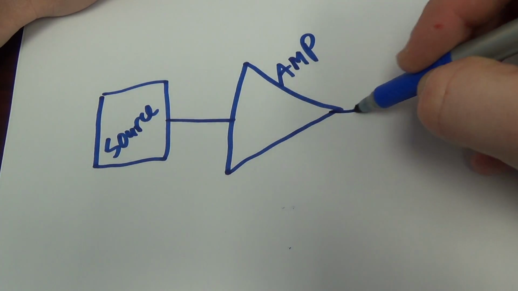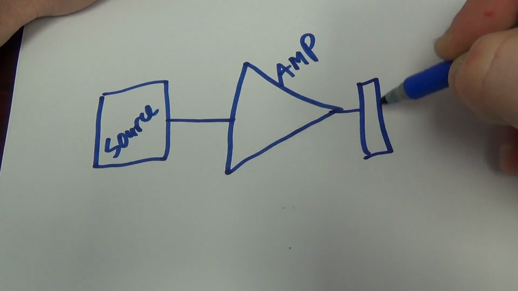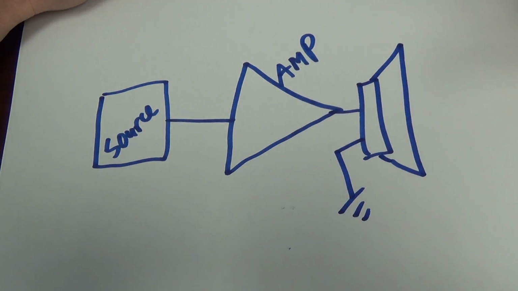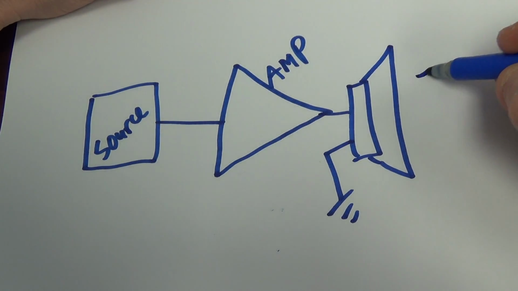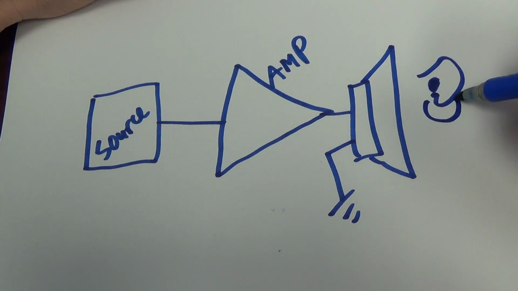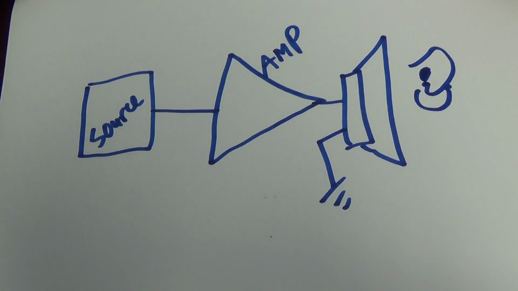This amplifier then would go into an audio speaker, and I'll show you my little symbol for an audio speaker, which, as you will see, we will have to ground. And then of course over here we have an ear. Yes, that's an ear, that's going to listen to the sound coming out.